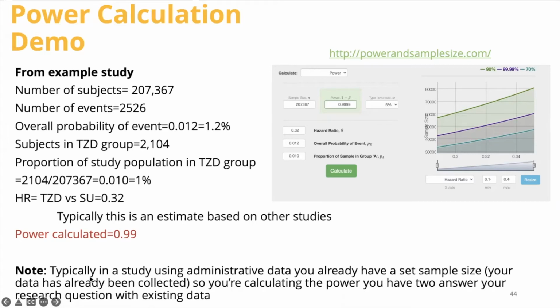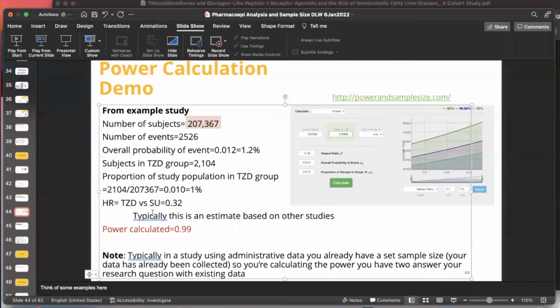I just mentioned again that using administrative data for a retrospective cohort study, you usually have a set sample size. So you're going to fill in your set sample size. This is based on pre-existing studies usually. Pre-existing studies are going to be your best guesses for what you think you're going to get in your study. Leave the error rate at 5% in order to calculate the power.